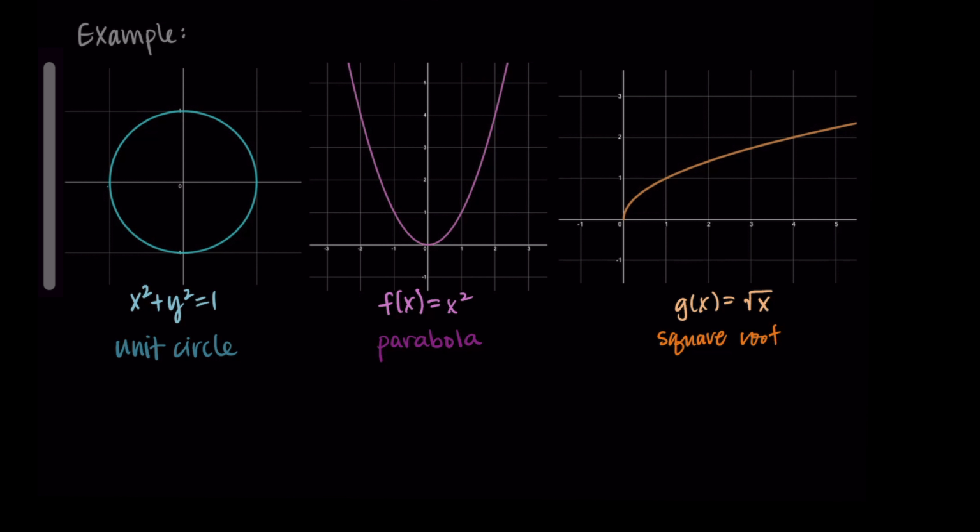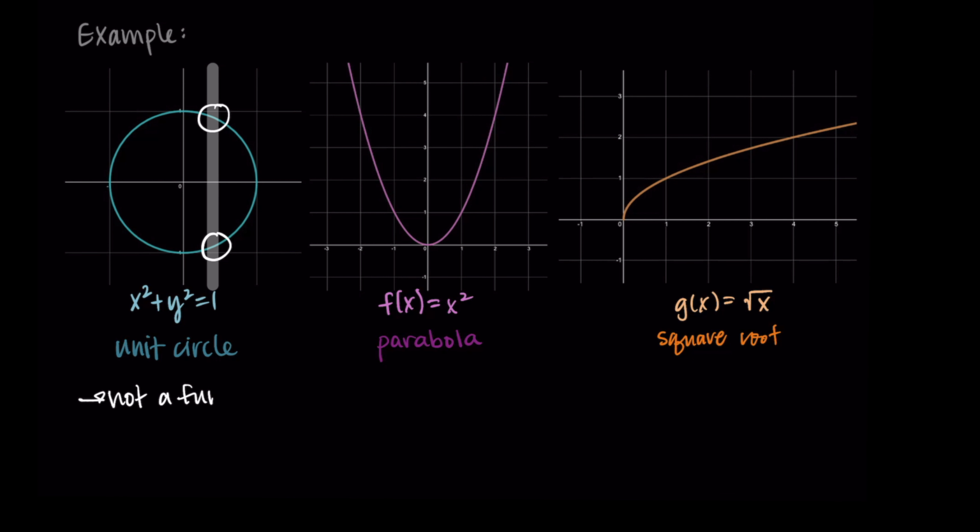Okay, so let's try the vertical line test with each of these, starting with the unit circle. If I take my vertical line and run it through the graph from left to right, you'll notice there are many places where the line is touching the graph in two locations. This means that the unit circle is not a function. It fails the vertical line test because these vertical lines intersect the graph in multiple places.